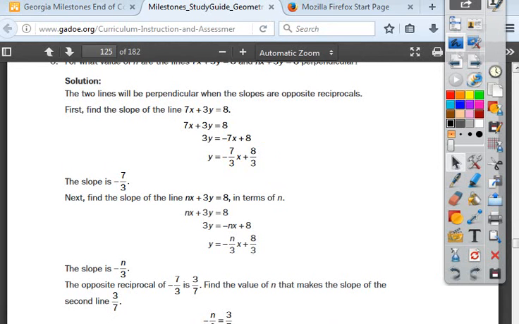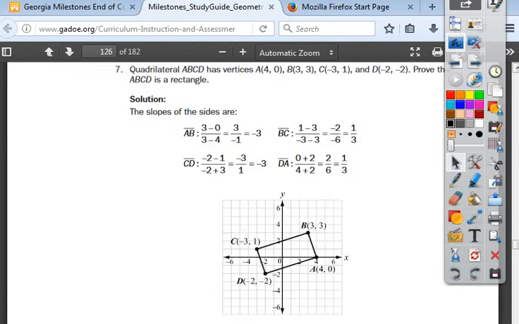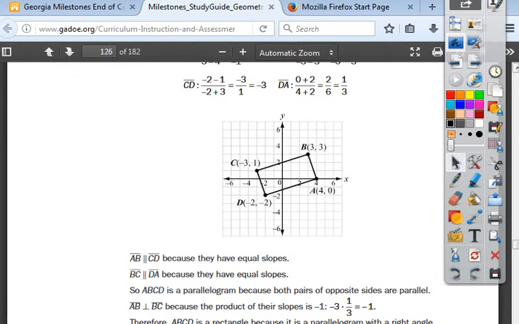And again, if it's the same slope, what does that mean? Parallel. Opposite reciprocal means perpendicular. So if we're looking at this rectangle right here, I can check that it's a rectangle by saying, are these lines parallel? Top and bottom, left and right. And then are these lines perpendicular? If you look at the slopes, that'll tell you what you're looking at.